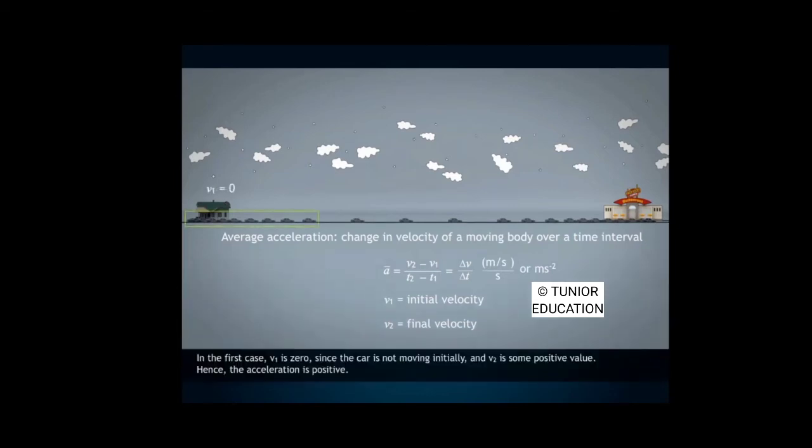In the first case, v1 is 0, since the car is not moving initially, and v2 is some positive value. Hence, the acceleration is positive. In the second case, v1 is the same as v2, since the car is moving with a constant velocity. Hence, its acceleration is 0. In the third case, v2 is 0, since the car comes to a stop finally, and v1 is some positive value. Hence, the acceleration of the car is negative.